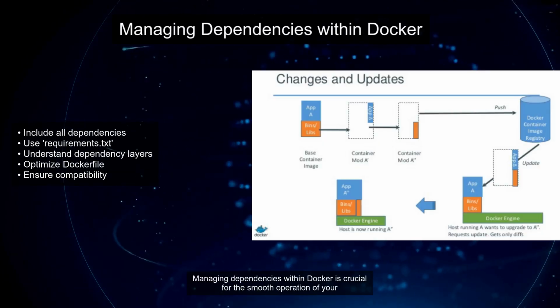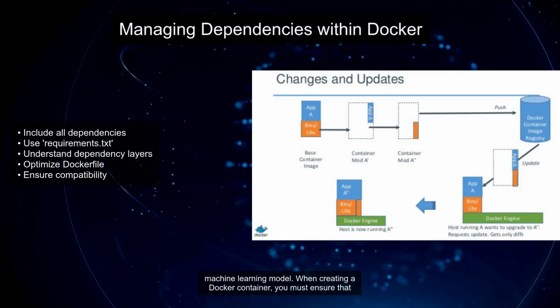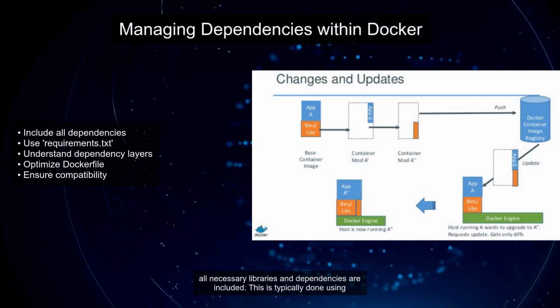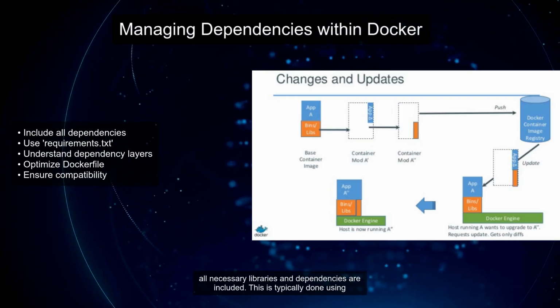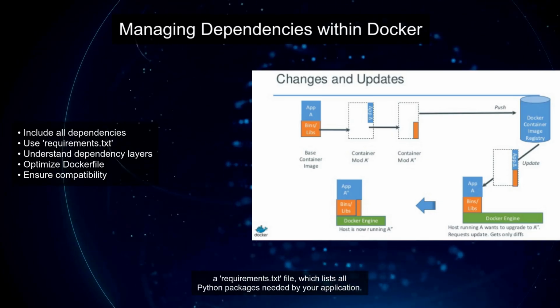Managing dependencies within Docker is crucial for the smooth operation of your machine learning model. When creating a Docker container, you must ensure that all necessary libraries and dependencies are included. This is typically done using a requirements.txt file, which lists all Python packages needed by your application.